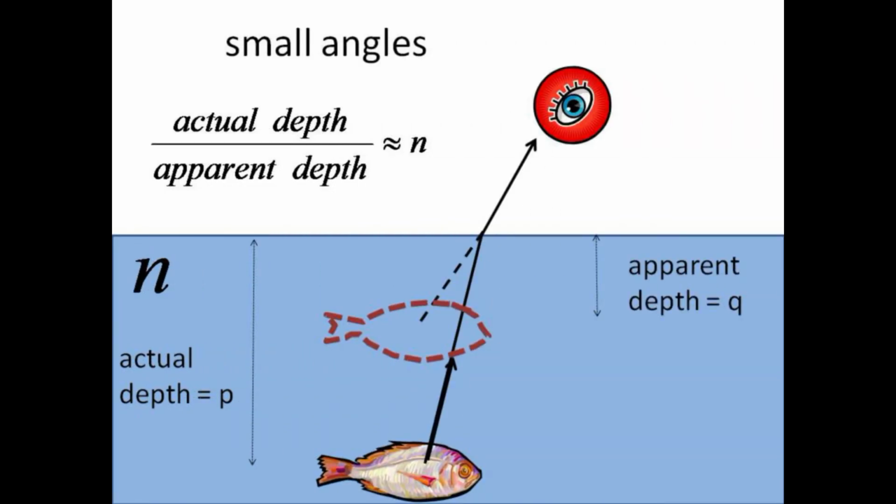If you're looking nearly straight down into the water, that is, at small emergent angles, the ratio of the actual depth to the apparent depth is equal to the index of refraction of the water, approximately 1.33. For example, if you wish to wade in a pool that appears to be 1 meter deep, you should plan on the actual depth being 1.33 meters.